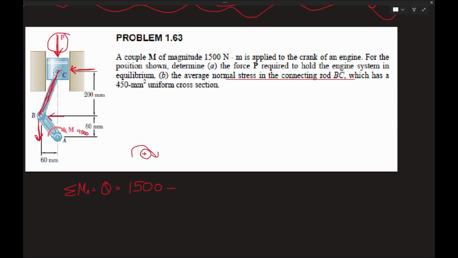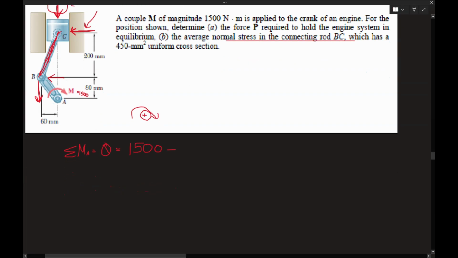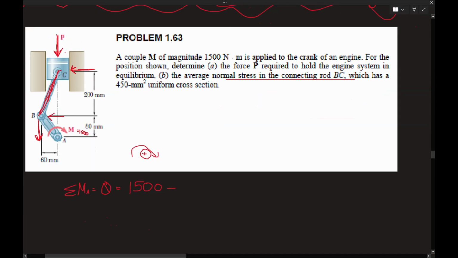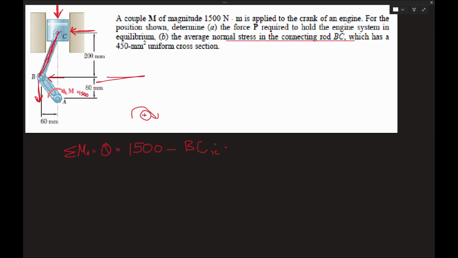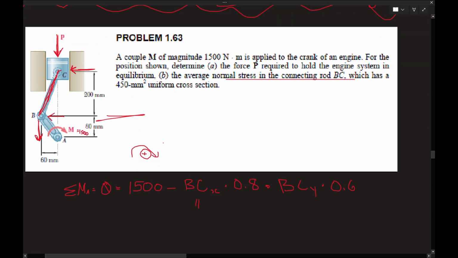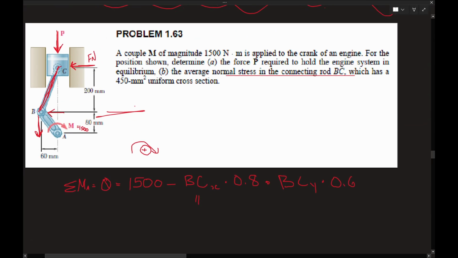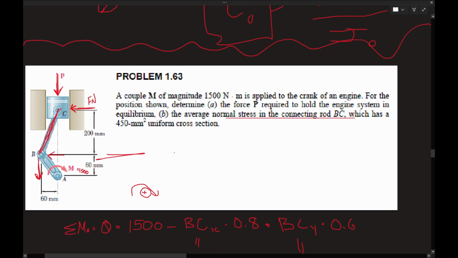So all you have to do is find the ratio for every newton you put in P, how many newtons are put in here. That's based on this triangle right here. When you find that ratio from this to this, you know the ratio over here of this and this. So then you have minus BCX, and X is this way, so that's times 0.8, times BCY times 0.6. And BCX, let's call it force normal, is equal to force normal. And this guy is equal to P.